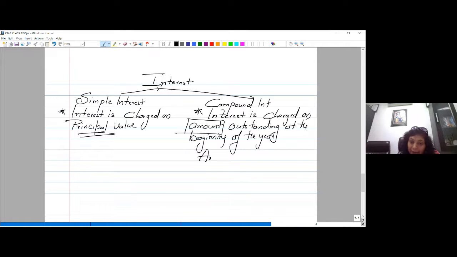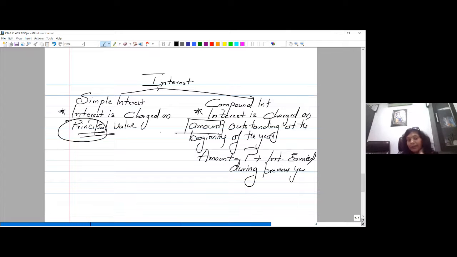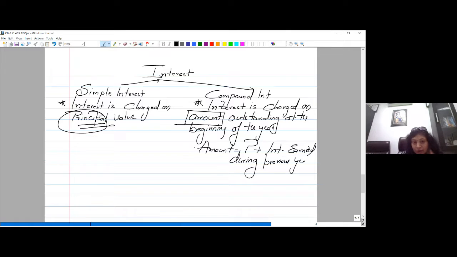Amount is principal plus interest earned during previous year. So this is called amount. So that is the basic difference: simple interest provides interest on principal, but compound interest provides interest on amount.